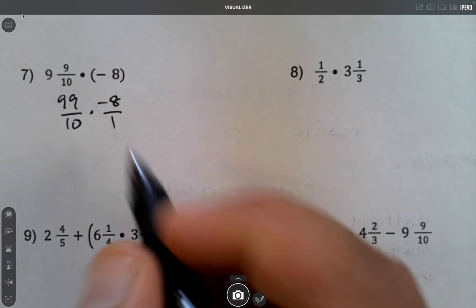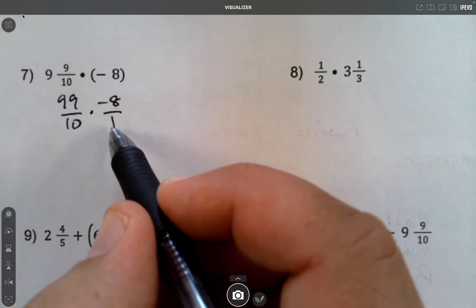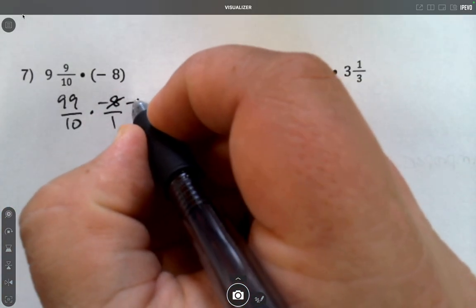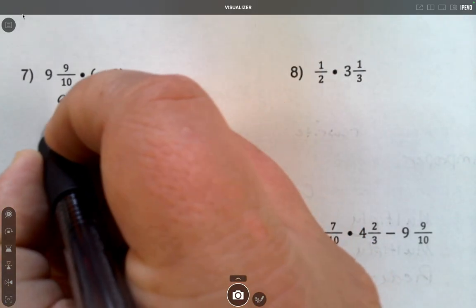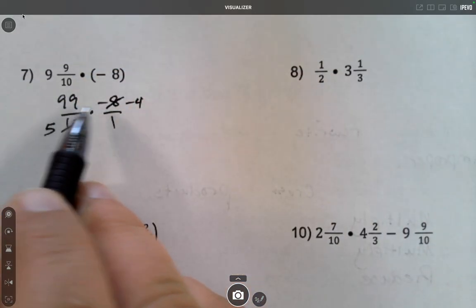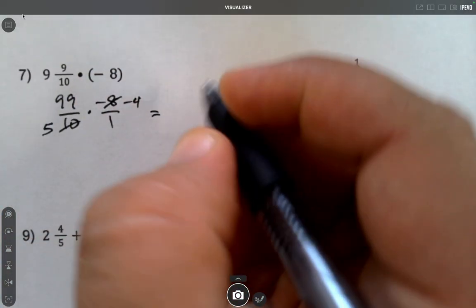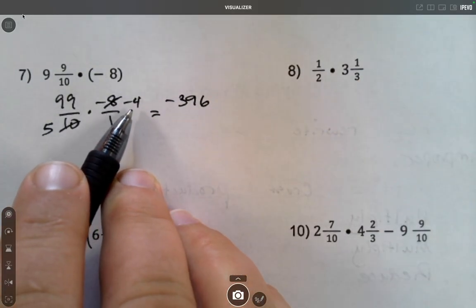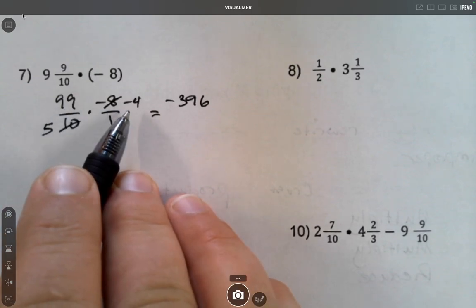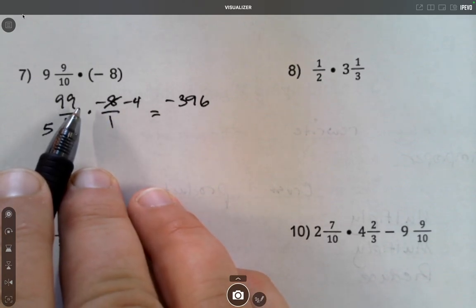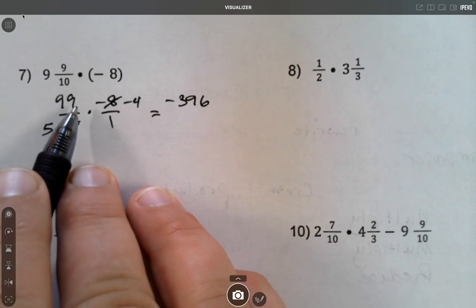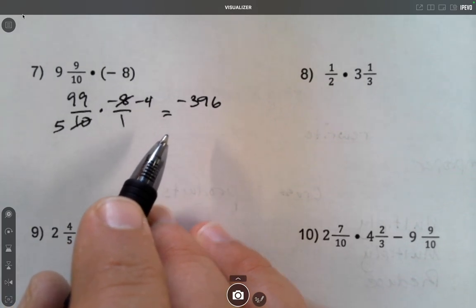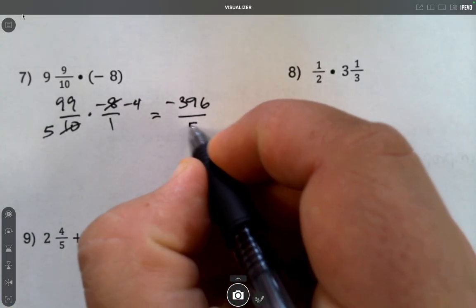So we look for cross products. Well, 1 and 99 obviously don't have anything to cancel out, but negative 8 and 10 are both even, so I can divide them by 2. Okay, so I have 99 times negative 4. So that's going to be negative 396. One way you can do that in your head is 99 is close to 100. So you just say 4 times 100. That's 400. But that's 1 less than 100 4 times. So it's 4 less than 400. And 5 times 1 is 5.